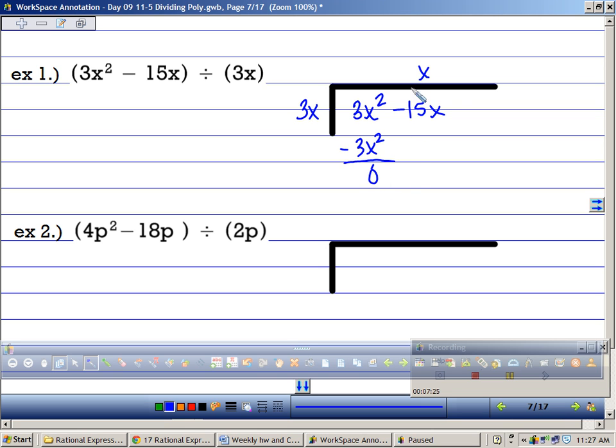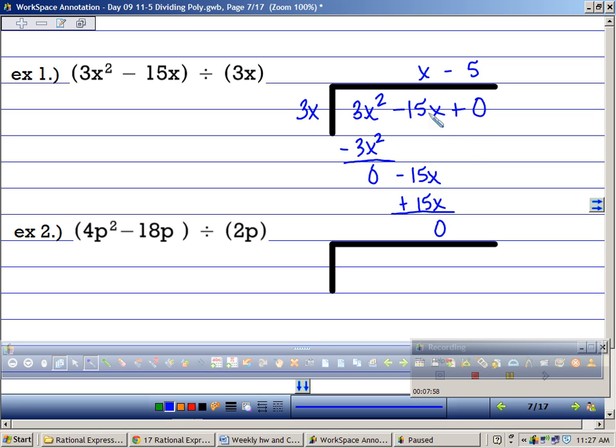I get a 0 here, right? Bring down the negative 15x. 3x goes in negative 15x how many times? Negative 5. But there's nothing there. What goes here? 0. There's nothing there. Negative 5 times 3x is how much? Negative 15x. Draw the line. Change the sign. 0. We're done. So 3x squared minus 15x plus 0 divided by 3x is just x minus 5.